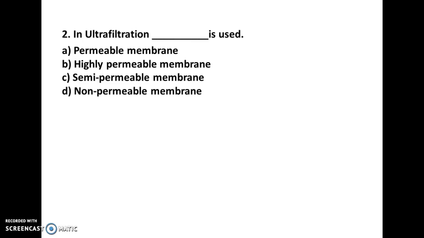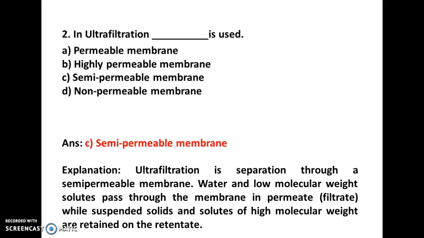And the second question is, in ultrafiltration, dash is used: a permeable membrane, a highly permeable membrane, a semi-permeable membrane, or a non-permeable membrane. Your answer is C, that is semi-permeable membrane, because in ultrafiltration, separation through a semi-permeable membrane happens. Water and low molecular weight solutes pass through the membrane in the permeate, while the suspended solids and solutes of high molecular weights are retained on the surface of the semi-permeable membrane.